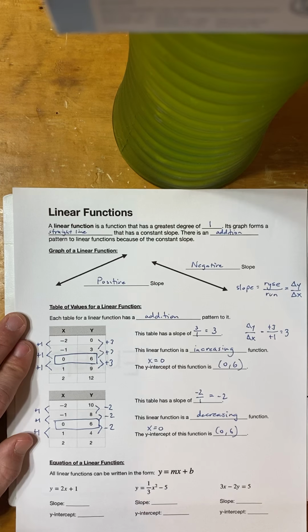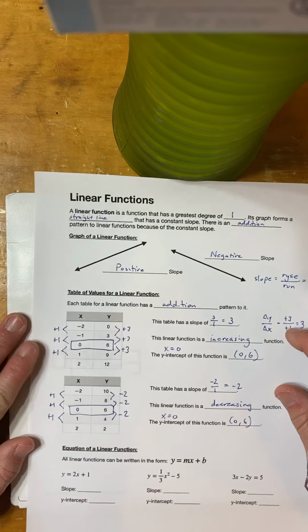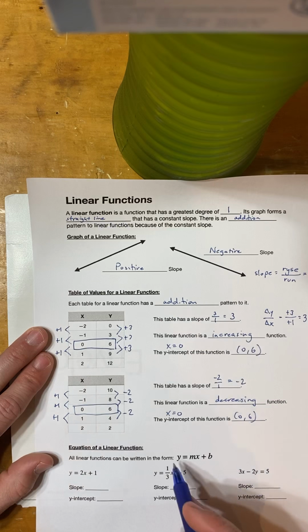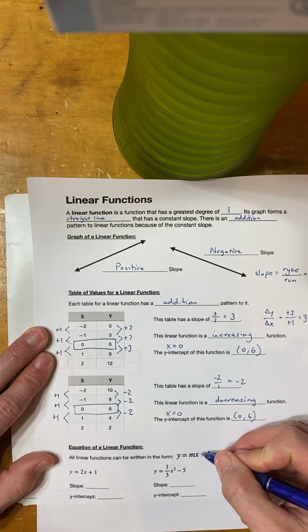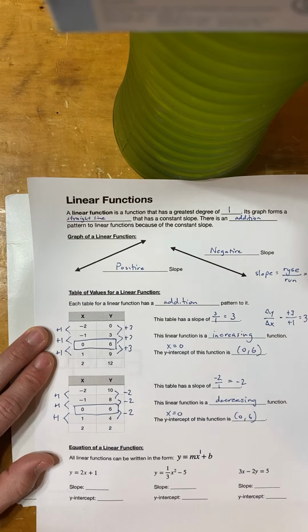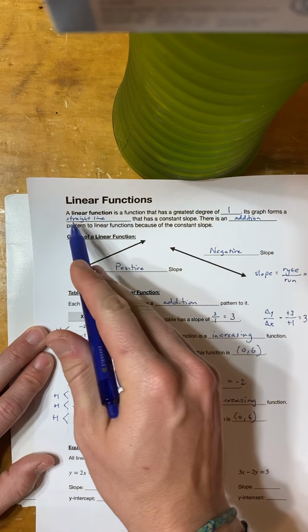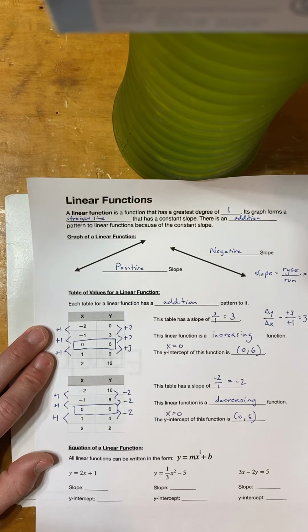All right. Last but not least, if you're looking at an equation of a linear function, it's always going to be in the form y equals mx plus b. The main part of this problem here is that it's x to the first power. That goes back to what we initially said in this first sentence here, that a linear function has a greatest degree of 1. All right, if it's already in this form, it makes it pretty simple.